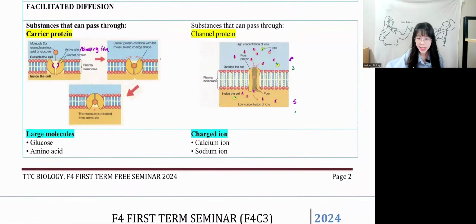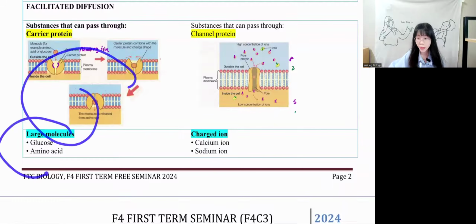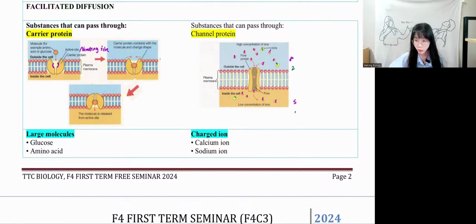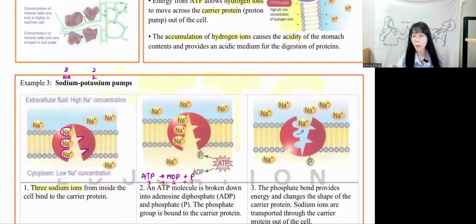Then if it's facilitated diffusion, your carrier protein will carry a large molecule. So it has to be the opposite. When you know active, then you will know the other one is the opposite.